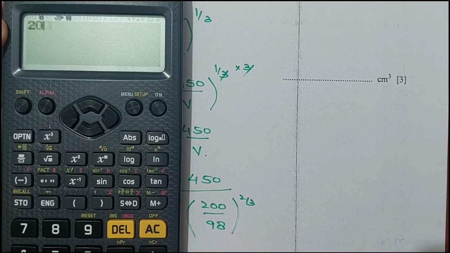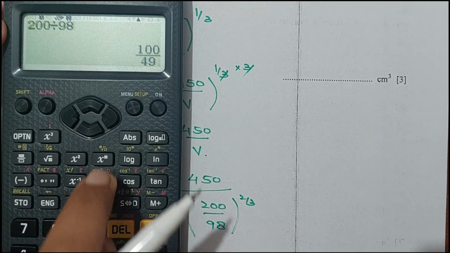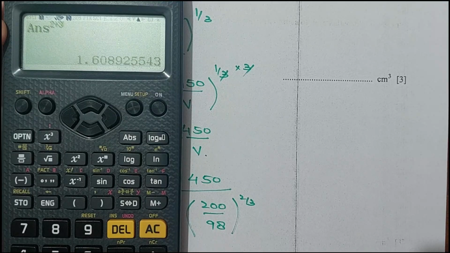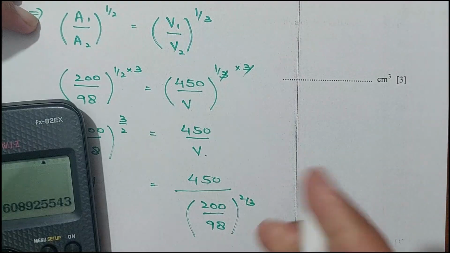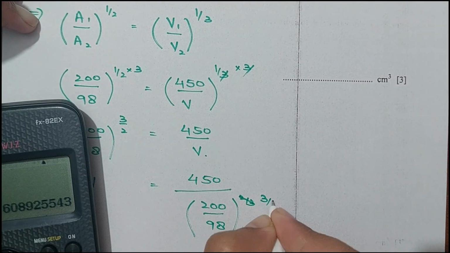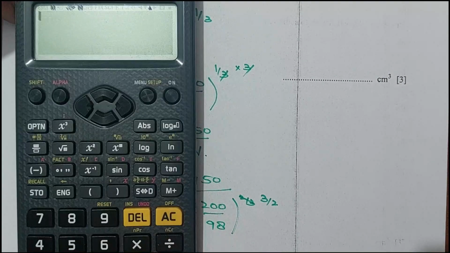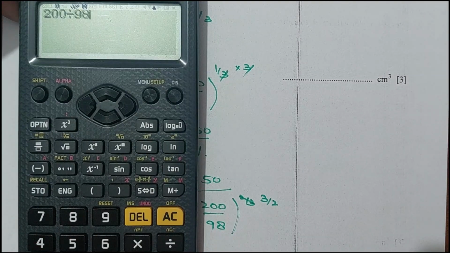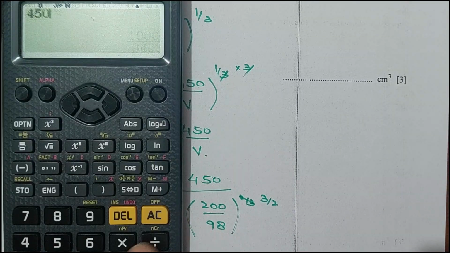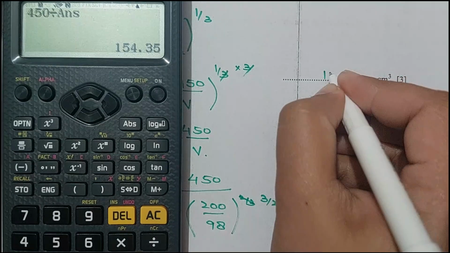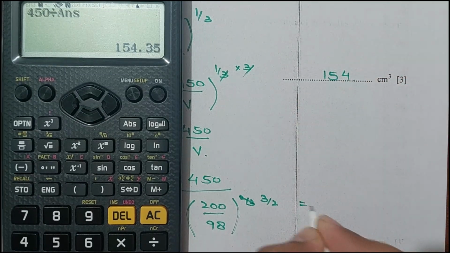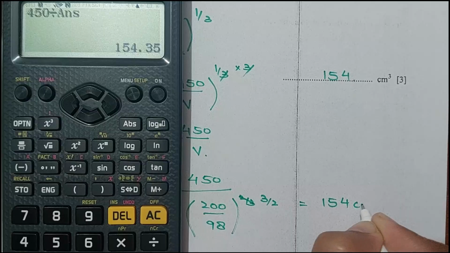Okay, so 200 divided by 98, its power is 2 by 3. No, it's 3 by 2. Yeah. Do it again. 200 over 98 to the power 3 by 2, and 450 over the answer. 154 cubic centimeter is the volume of the smaller solid.